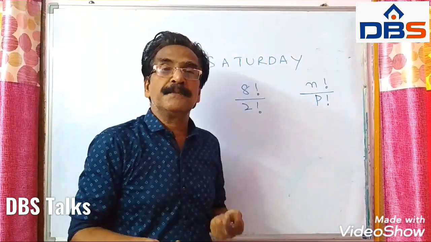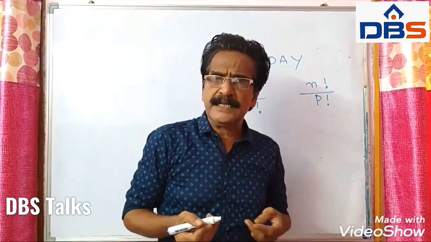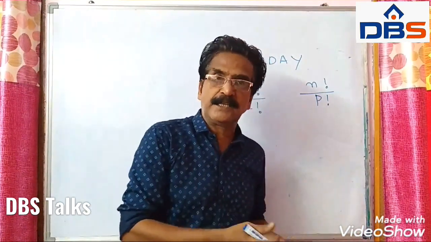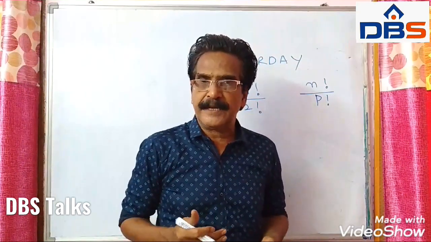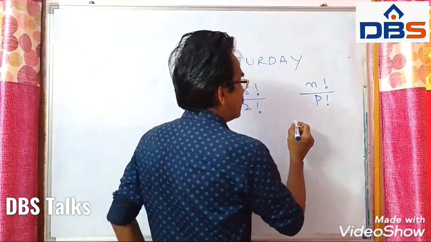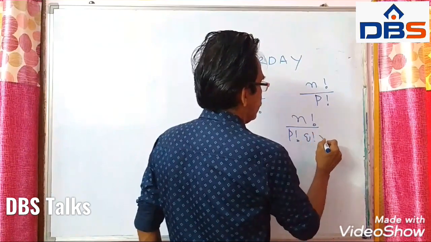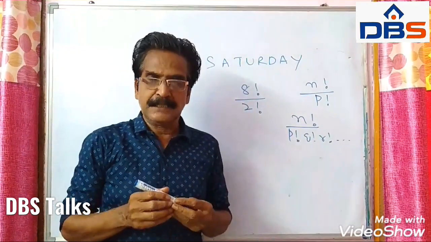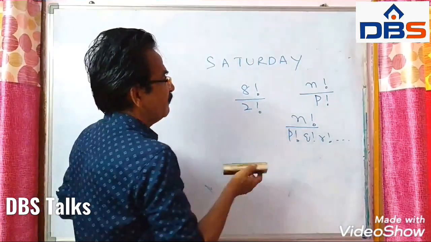If there are more similar letters, then here is a formula for you, you know it. In n things, if p things are similar of one kind and q things are similar of another kind and r things are similar of another kind, then the total number of permutations is given by n factorial by p factorial into q factorial into r factorial, etc. So when there is repetition, we have to divide by that. Right, friends? Let us see the third one.